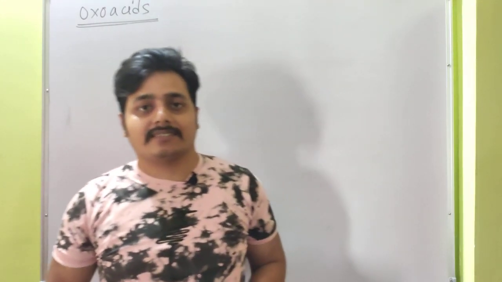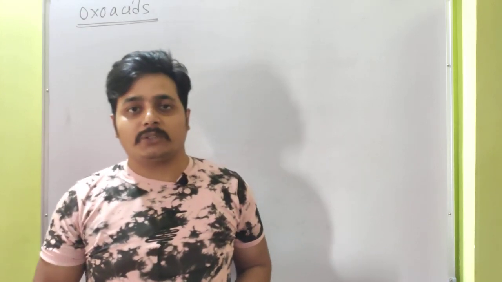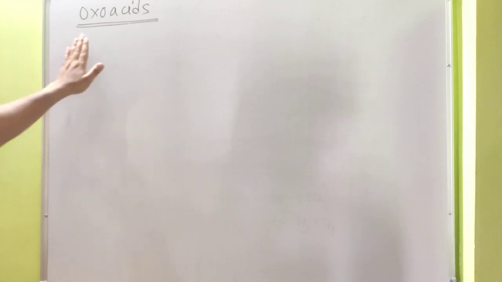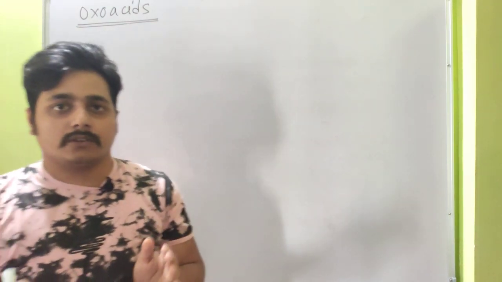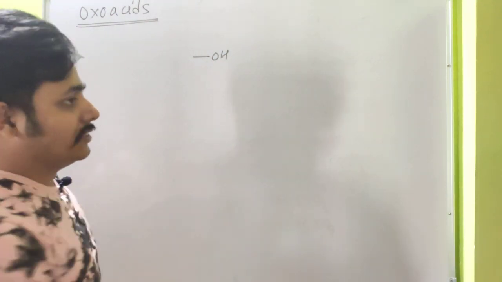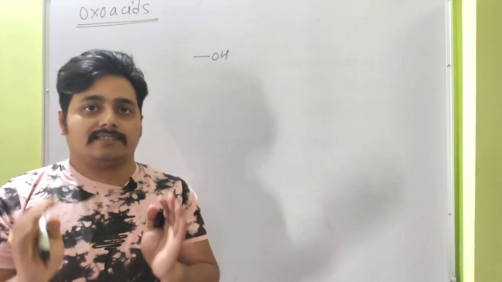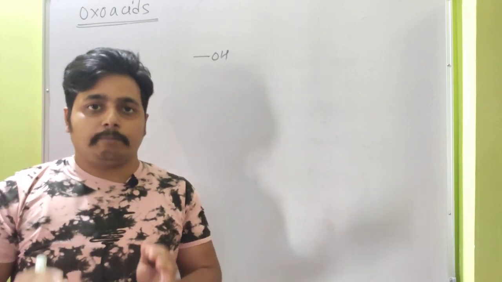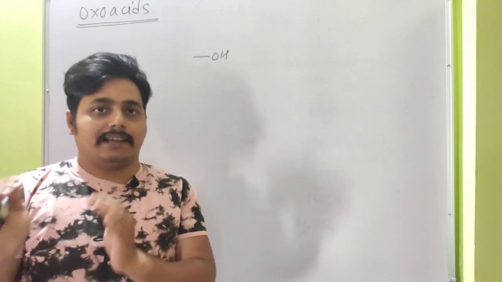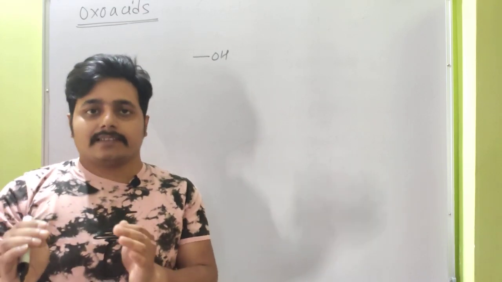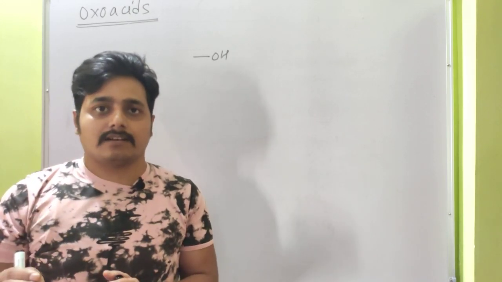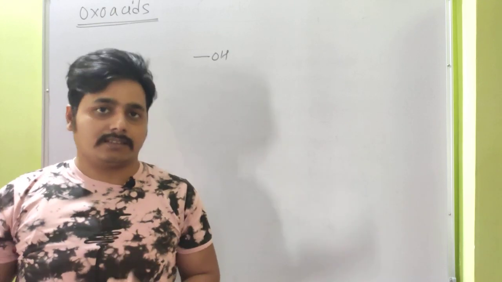Hello my dear students, today we are going to learn oxoacids. Okay, so oxoacids, the compounds which have OH group are called oxoacids. In the periodic table, all the elements are not able to form oxoacids. Mainly second, third periods and halogens are able to form oxoacids.